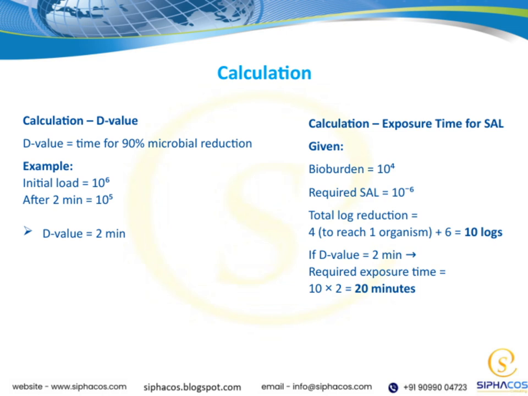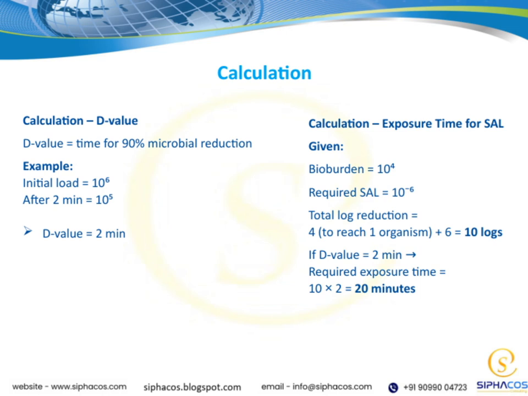If the D-value, which is the time needed to reduce the microbial population by 90%, is 2 minutes, then the total exposure time required is simply 10 logs times 2 minutes per log, giving us 20 minutes.